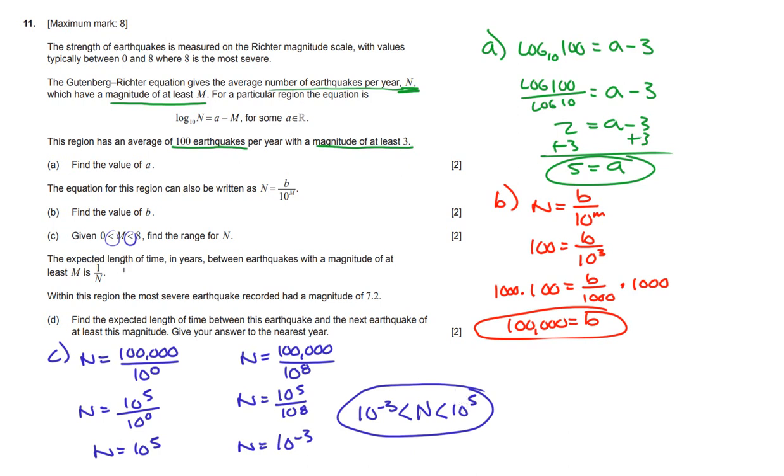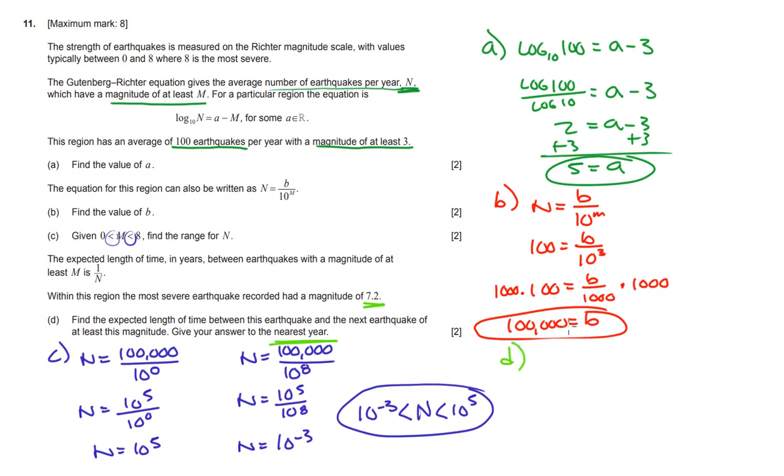Okay? Last part, D, the expected time length in years between earthquakes with a magnitude of at least m is 1 over n. Within this region, the most severe earthquake recorded has a magnitude of 7.2. So that's going to be 7.2. Find the expected length of time between this earthquake and the next earthquake of at least this magnitude. Give your answer to the nearest year. Okay, so this is going to be part D.